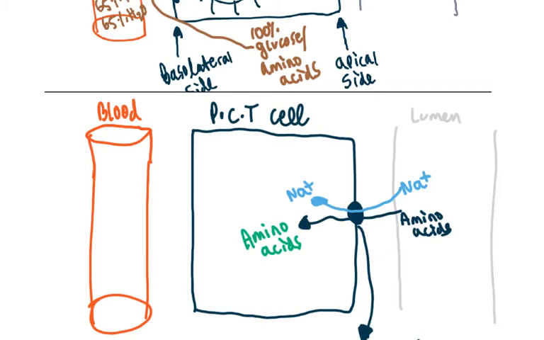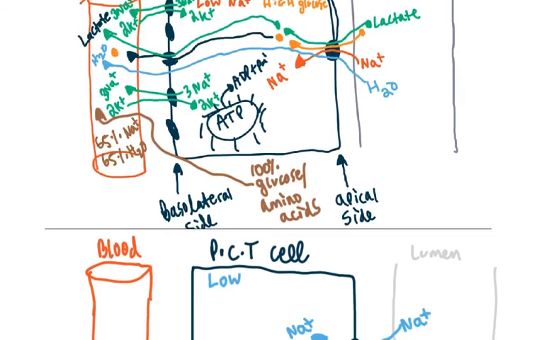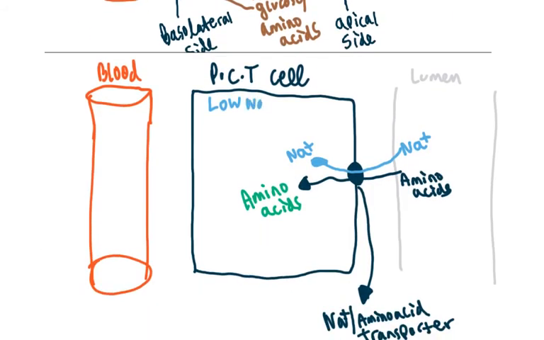Again, we're going to have low concentration of sodium inside the cell, just like we discussed, and then we're going to have high concentration of amino acids. Amino acids have to move from low to high concentration, but we have sodium here to help because sodium is moving down its concentration gradient. So this is a secondary active transport. It's not using ATP directly.